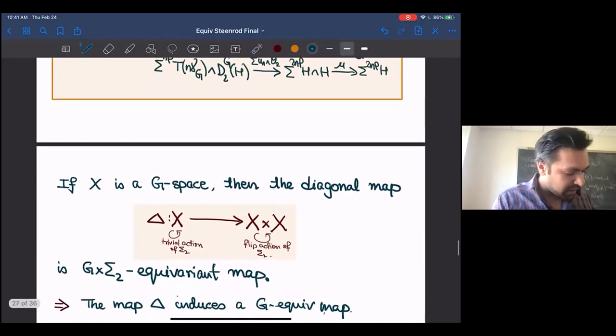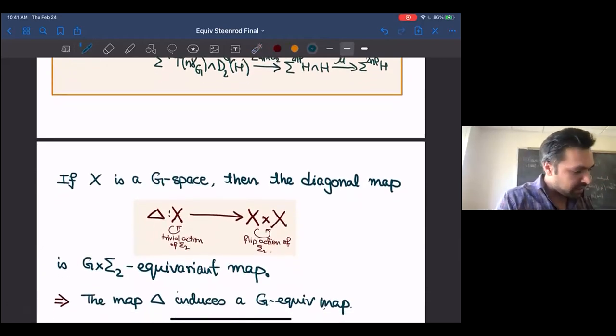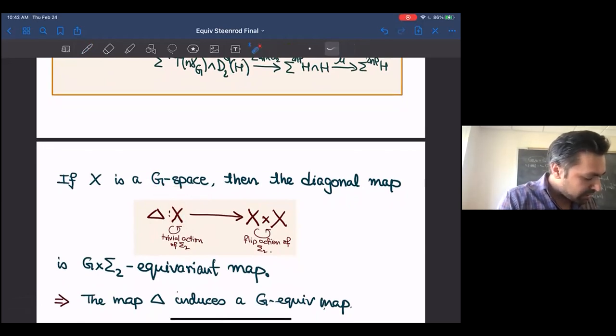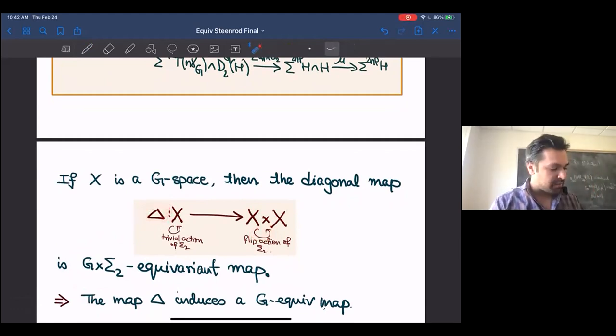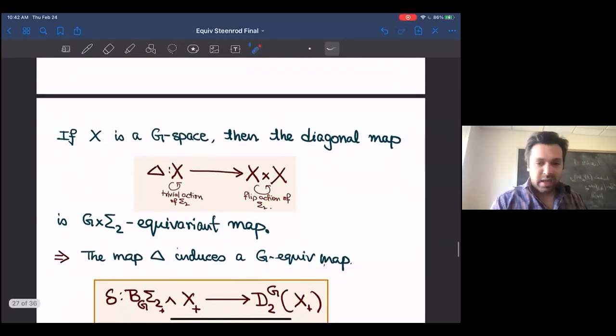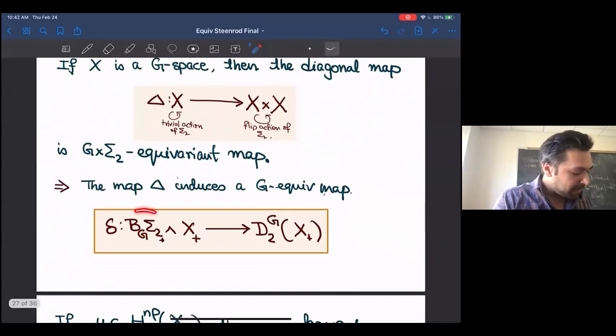And now we are going to make use of the diagonal map. So for a G-space X, X is equipped with an action of G, but we are going to also give it an action of Σ2, which is the trivial action, and regard X as a G × Σ2 space. And I'm going to consider its Cartesian product with itself, and also consider it as a G × Σ2 action, except Σ2 acts by the flip action here. And you can see that the diagonal map is going to be a G-equivariant map. And so you're going to get a map from BΣ2+ smash over X+ to the second equivariant extended power of X.